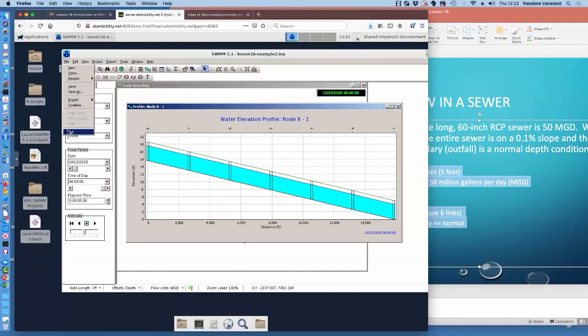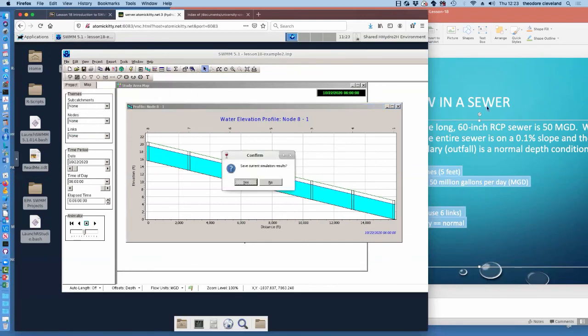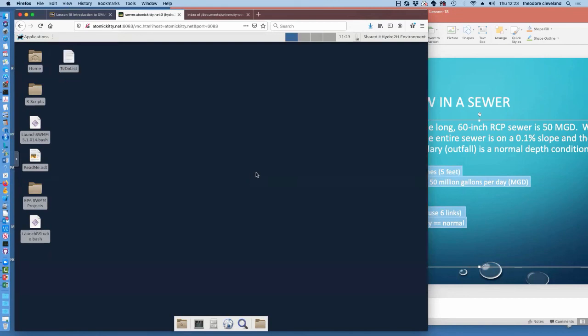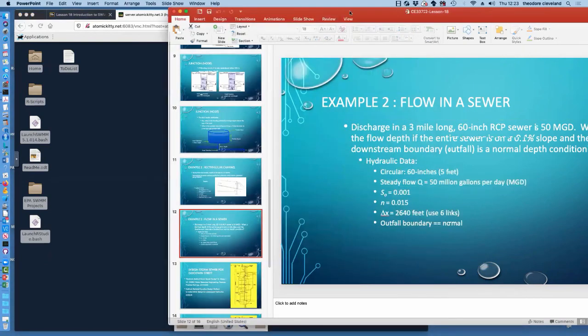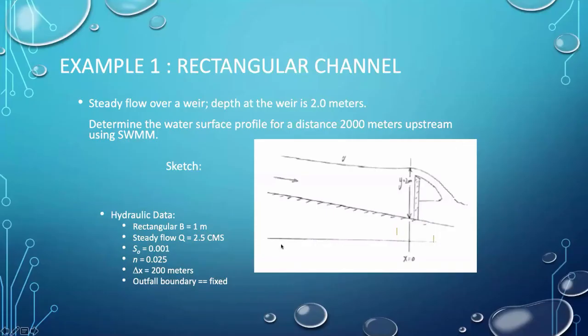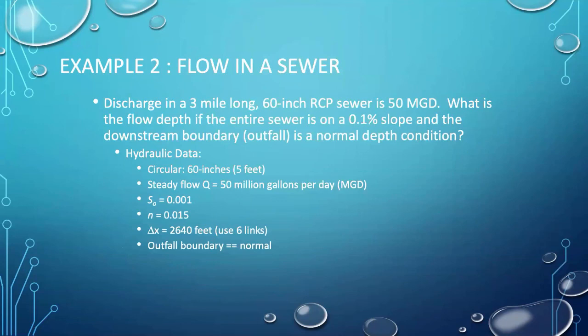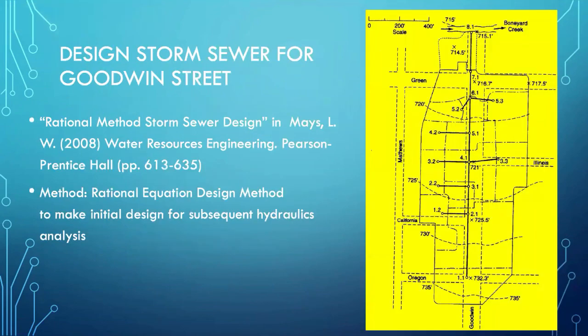So now I'll exit the program and I will finish up with the parts of the PowerPoint. So what we'll do next meeting is we'll actually drop the Goodwin Street example into SWMM. So we have done this example and that example, mostly as the introduction to the program. And I think you can see from the examples that it's not that difficult to make an initial design and parameterize it. The challenge comes when there's a lot of nodes to deal with.